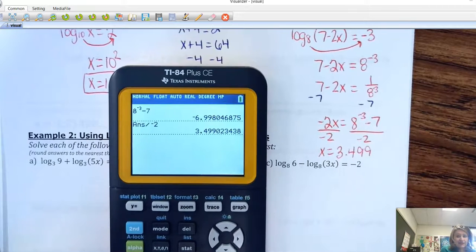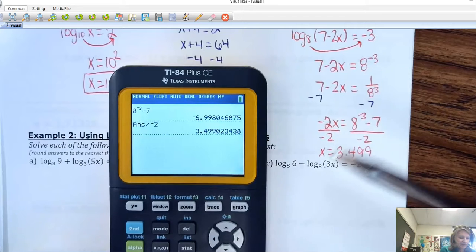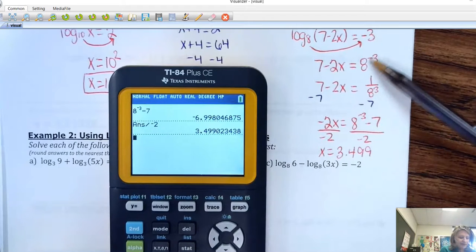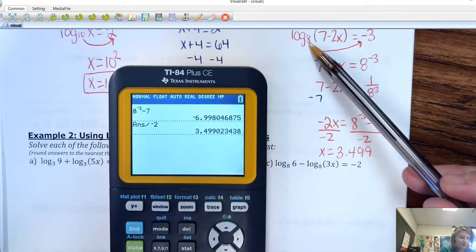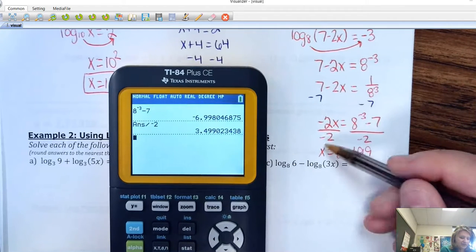3.499 as my answer. And if you want to plug it back in to check, I might check it kind of right in here. Plug that in and see if that's the same decimal as 8 to the negative 3rd. We're not going to be able to do log base 8 on the calculator, so that would be where I would check that.